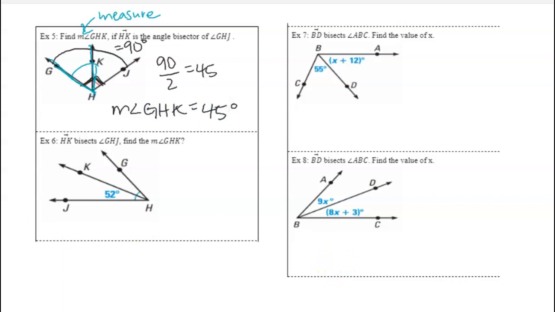All right, let's try that again. Example 6. Ray HK bisects angle GHJ. Find the measure of angle GHK. So I do see that I have my 52 degree angle here, and I know the other is congruent. So this is also 52. And that is what was requested, GHK. So the measure of angle GHK equals 52.